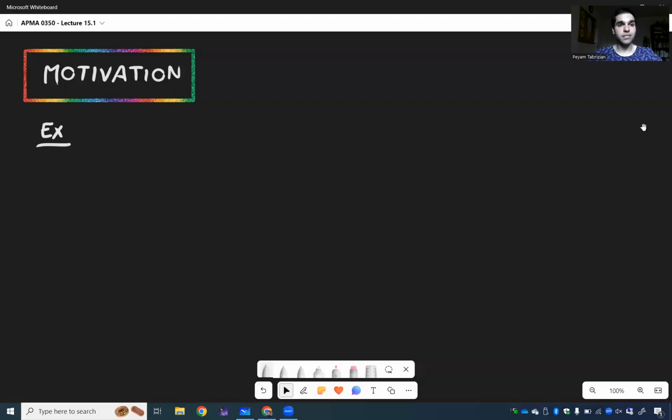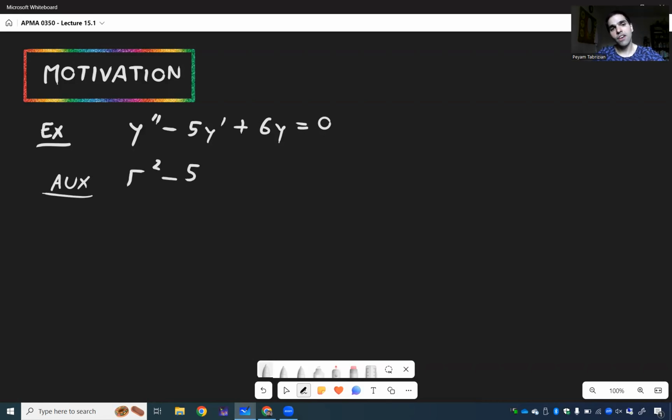Our next topic is boundary value problems, and here's some motivation for what's to follow. So consider our model problem, y double prime minus 5y prime plus 6y equals 0. If we want to solve it, then you can use the auxiliary equation, which is r squared minus 5r plus 6 equals 0, which gives the roots r equals 2 and r equals 3.